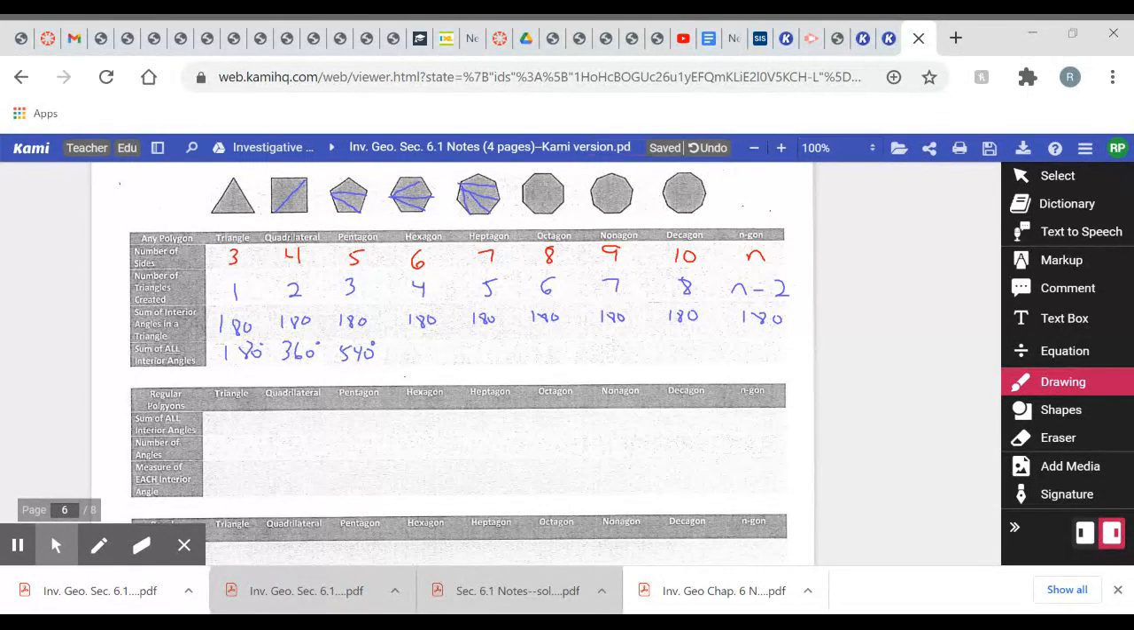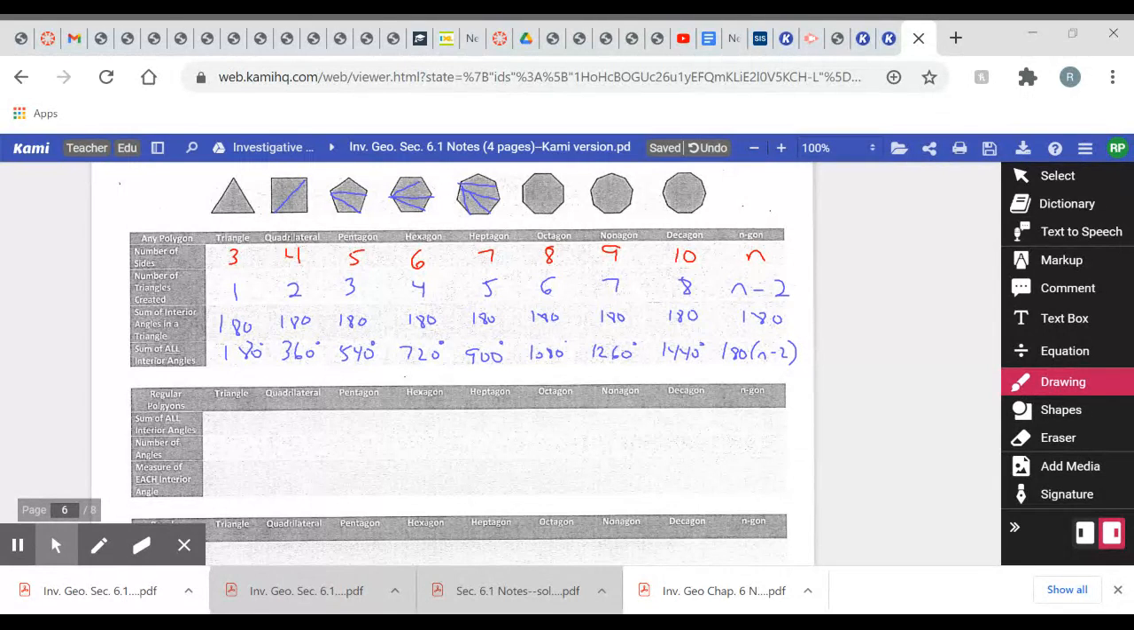4 times 180 gives me 720 for a hexagon. 5 times 180 is 900 for a heptagon. 6 times 180 is 1080 for an octagon. 7 times 180 is 1260. And 8 times 180 is 1440. And n minus 2 times 180 is the formula we've just been talking about. That's what the sum of the interior angles represents.